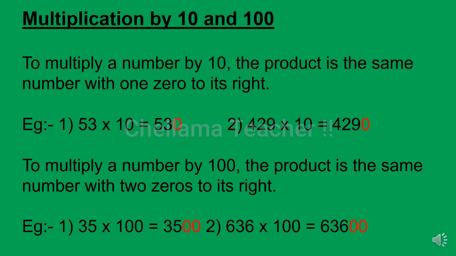on its right. To multiply a number by 100, the product is the same number with 2 zeros to its right. Example 1, 35 into 100 is equal to 35 and 2 zeros on its right, so 3500. Example 2, 636 into 100, which is equal to 636 and 2 zeros at its right. So the answer is 63,600.